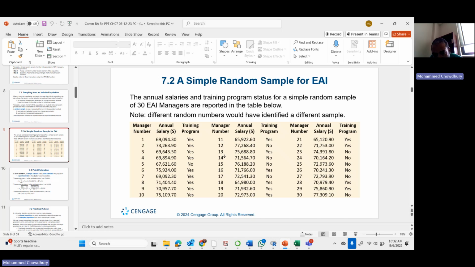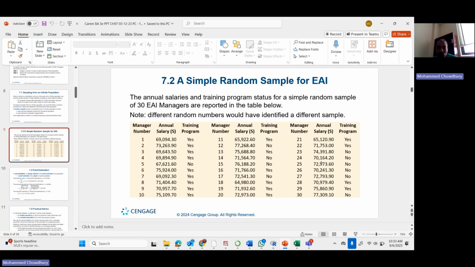Sorry, here is also 5, 6, 7, 8, 9, 10, 11. So 11 persons did not complete the training. So 11 out of 30 did not complete the training, and 19 out of 30 completed the training. So it is a little bit higher than 60%, maybe 62 or 63% completed the training. So far, we have learned how to take the sample by using Excel.